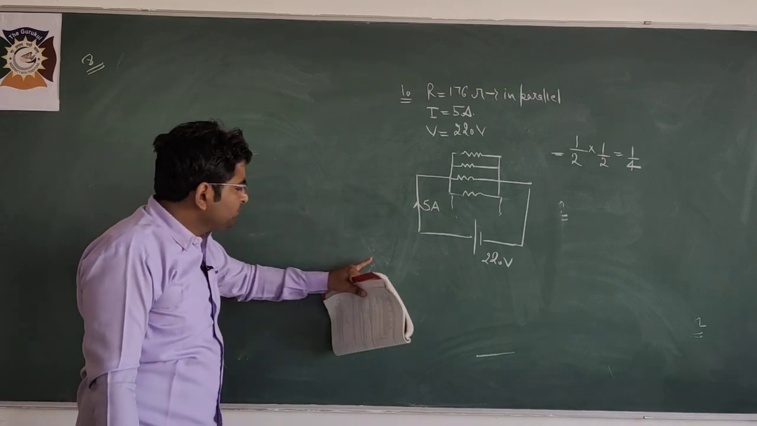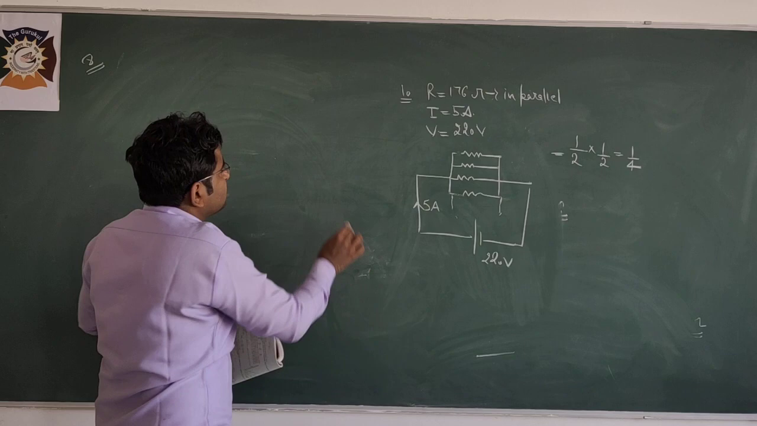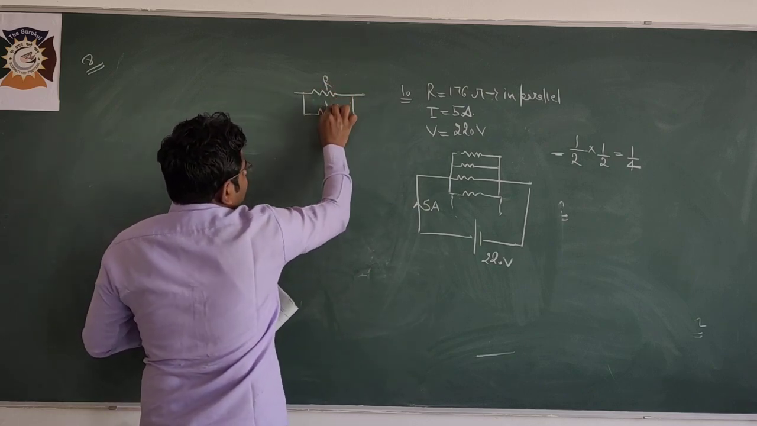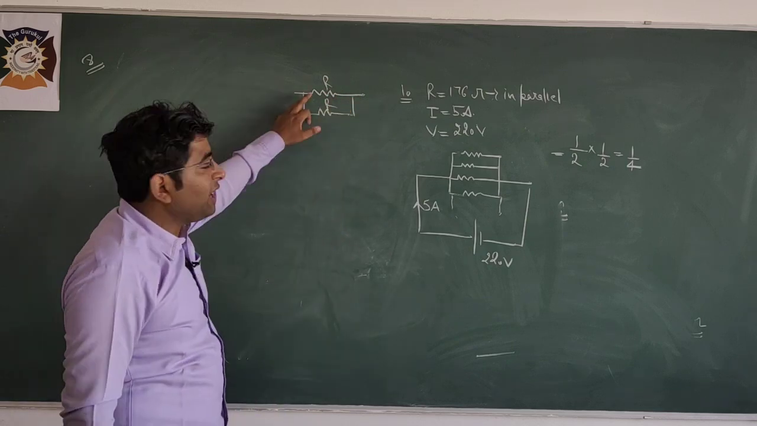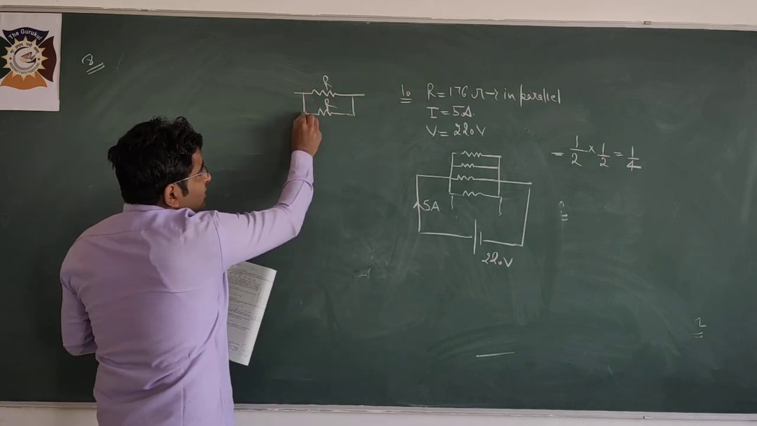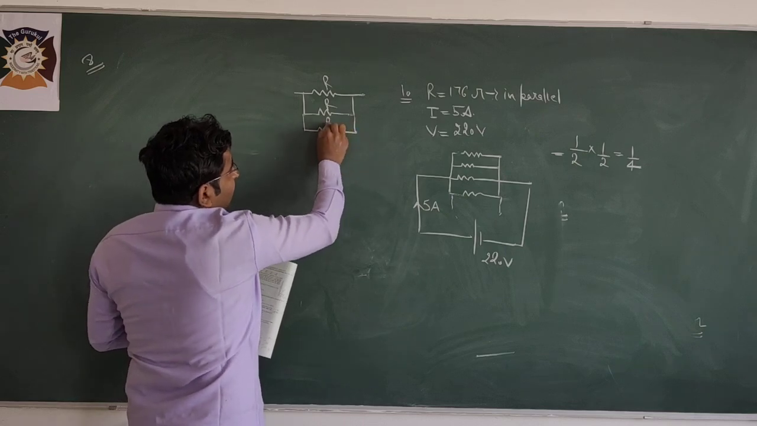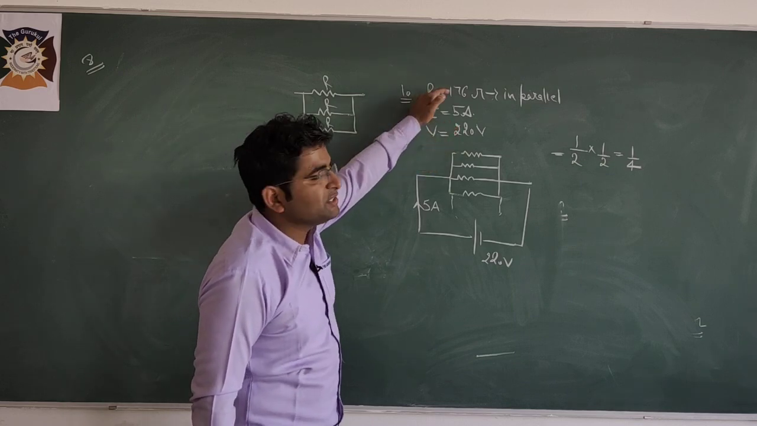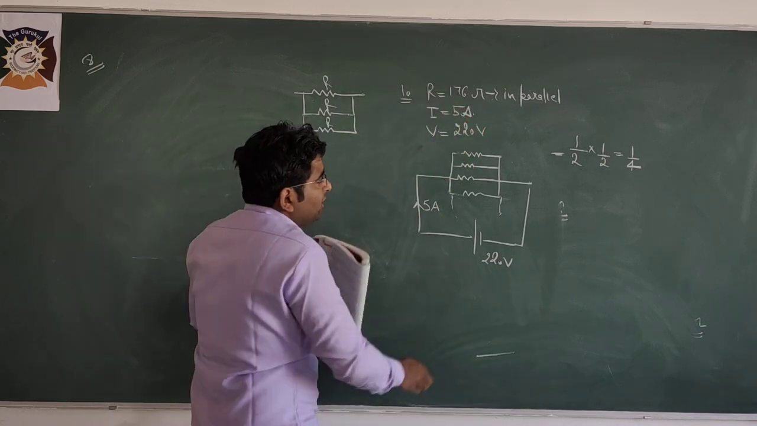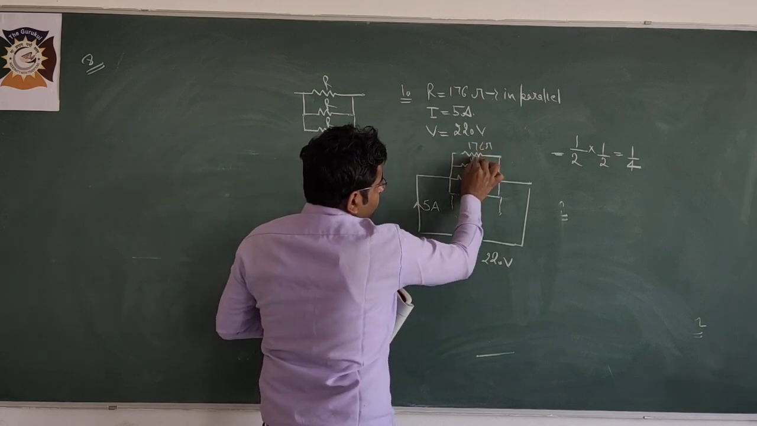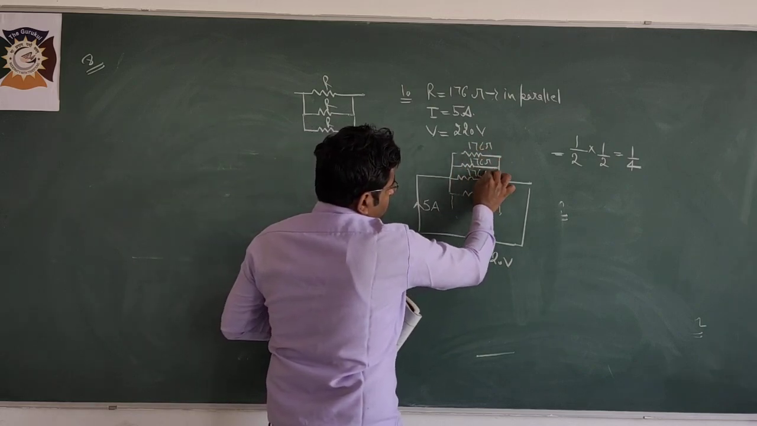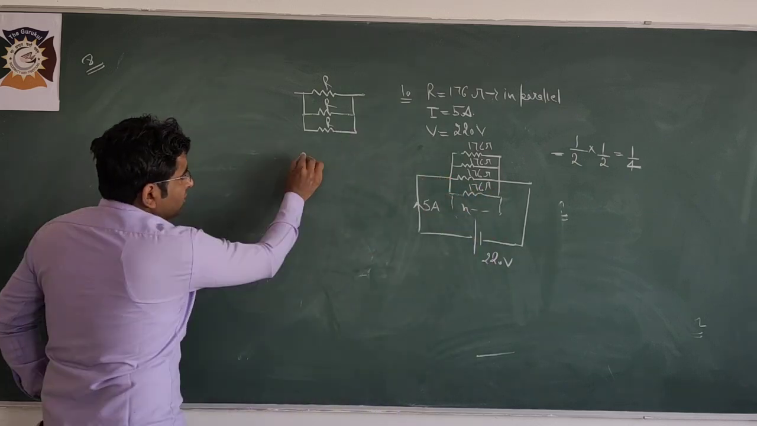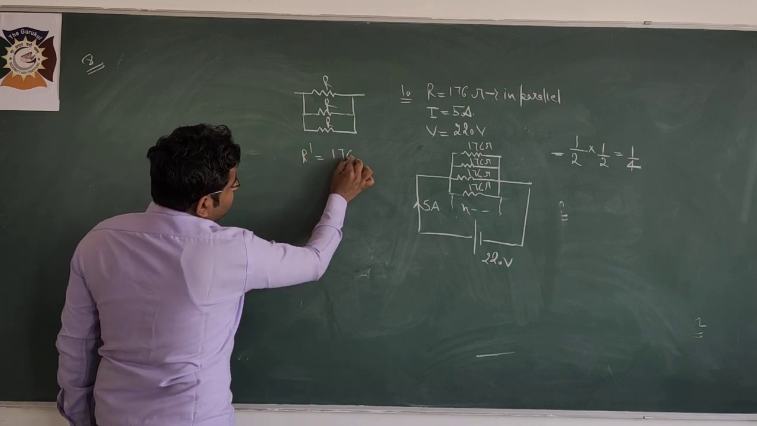In parallel combination, I have told one thing: if you connect two resistors having value R and R, the resultant will come out to be R by 2. If you connect 3 resistors, the answer will be R by 3. If I connect n number of resistors having value 176 ohm each, clear? Then the resultant resistance will be 176 by n.